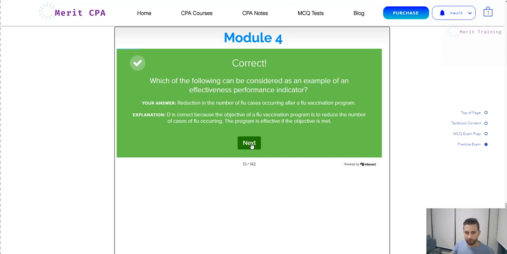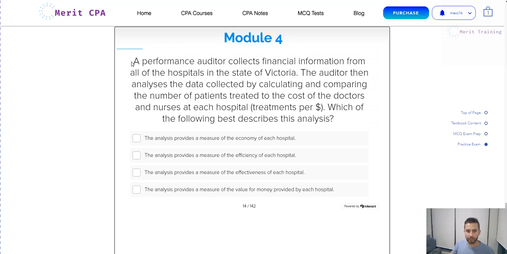Anyway, let's do one final question, and then we'll close off this video, and then we'll go to the final module, Module 5. Cool. So, last question. A performance auditor collects financial information from all of the hospitals in the state of Victoria. Notice it's a performance auditor, not a financial auditor. So the auditor then analyzes the data collected by calculating and comparing the number of patients treated to the cost of the doctors and nurses at each hospital. In other words, treatment per dollar. Which of the following best describes this analysis?